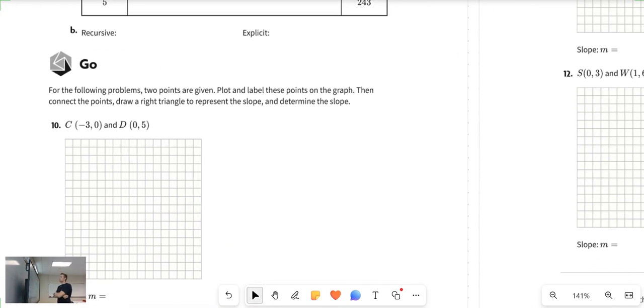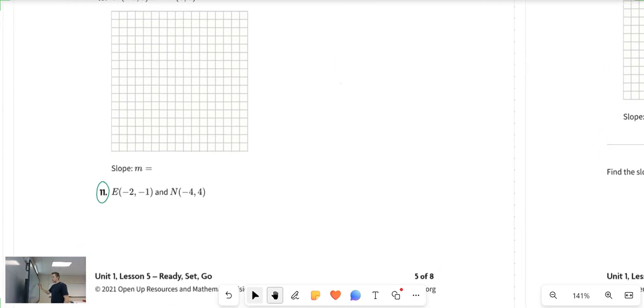For the following problems, 2 points are given. All right, so we're going to be given 2 points. Good to know. 2 points are given. Plot and label these points on the graph. Then connect the points. Okay, so plot and label, connect them, oh man, and draw a right triangle to represent the slope and determine the slope. All right, so there's a lot going on here. There's a lot to do.